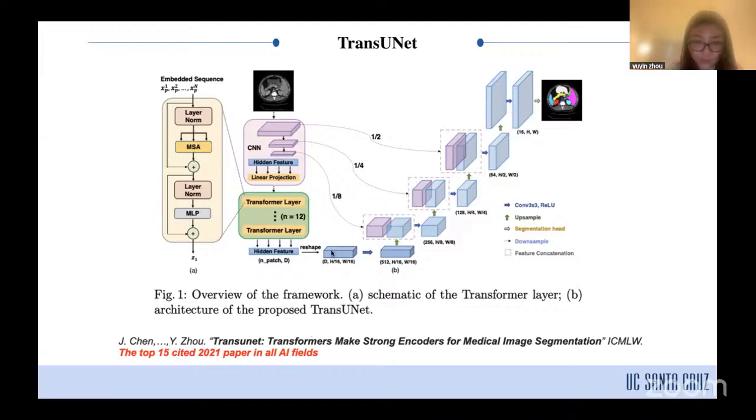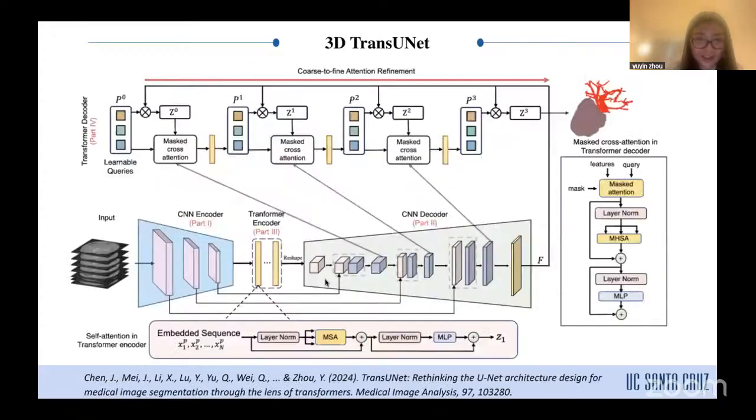We can see that it improves the performance by a large margin compared to the previous UNet. It remains till today the state of the art for 2D segmentation. And as a side note, this was also a top 15 cited 2021 paper in all AI fields. And actually, the top 1 cited paper was AlphaFold, which already won the Nobel Prize last year. Okay, so that was our TransUNet architecture.